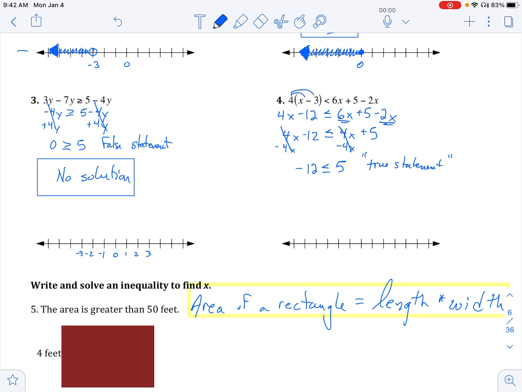So again, when we get this true statement, we get all real numbers as our solutions. And again, what that means is that any number I plug in for x at the start, to the original up here, would result in a true statement.